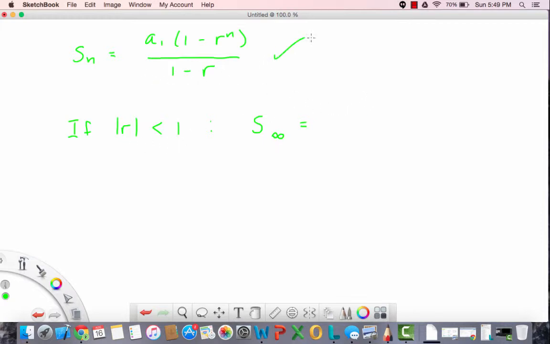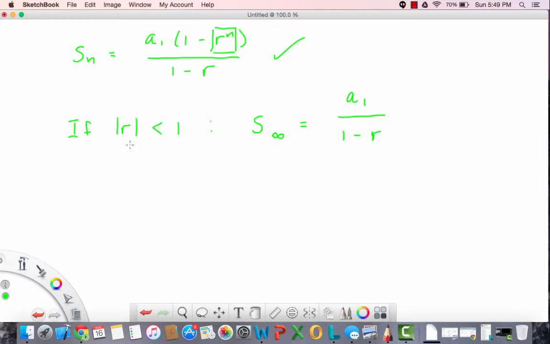This formula up here simplifies a great deal. In fact, it becomes a sub 1 over 1 minus r. And the reason why this happens is because of this term right here.